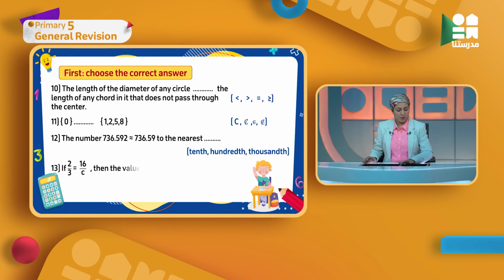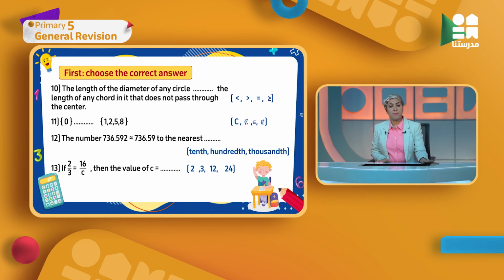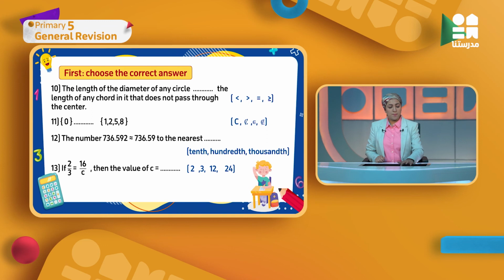Here, choose the correct answer as well. Number 10, the length of the diameter of any circle is what to the length of any chord in it that does not pass through the center? As we said before, a diameter is the longest chord in a circle. So it is, of course, bigger than any other chord in the circle.